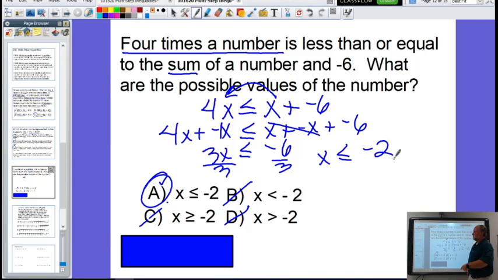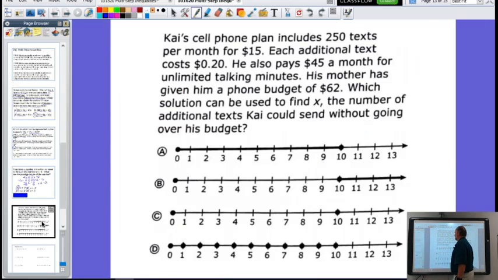Okay, we got one more problem to do, and that's this one right here. Sometimes we got to look at these in terms of a graph. Kai's cell phone plan includes 250 texts per month for $15. Each additional text costs 20 cents. He also pays $45 a month for unlimited talking minutes. He or his mother has given him a phone budget of $62 a month. Which solution can be used to find x, the number of additional texts Kai could send without going over his budget?